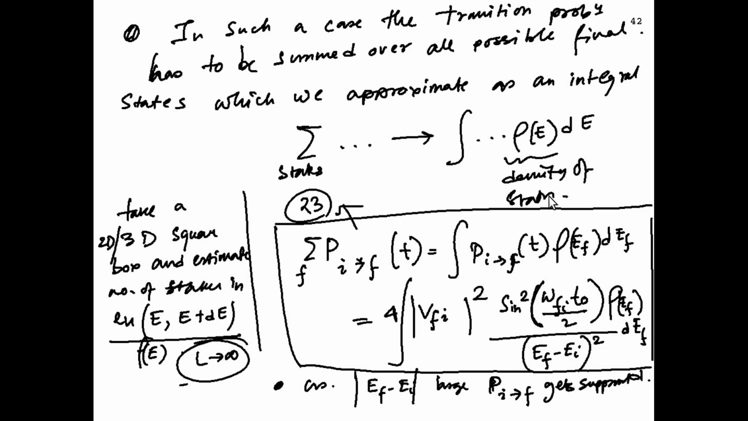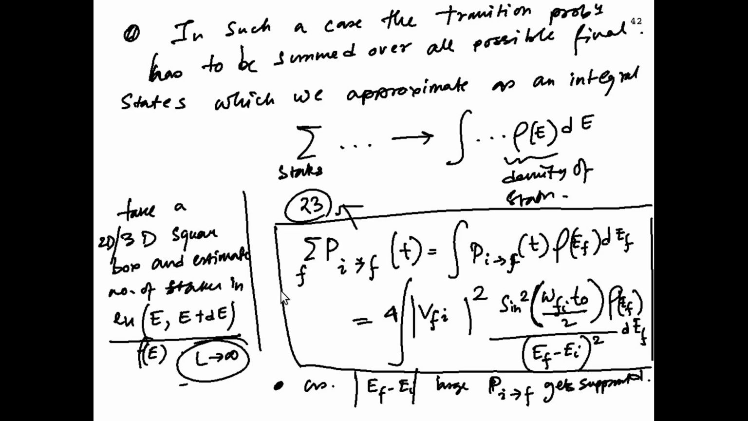So as an exercise, do this problem I have given on the side. You can find it in any standard textbook like Beiser or any basic textbook. Take a 2D or 3D square box and estimate the number of states between E and E plus dE. You know all the formulas. Just differentiate it and compute the dE, and then you can estimate the number of states which you can expect between E and E plus dE.